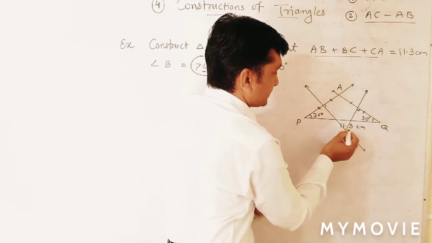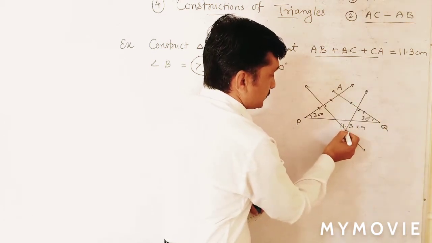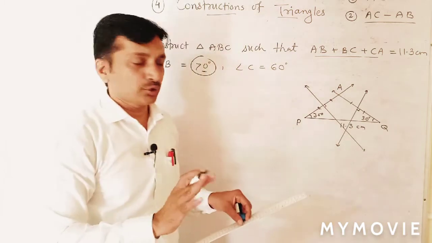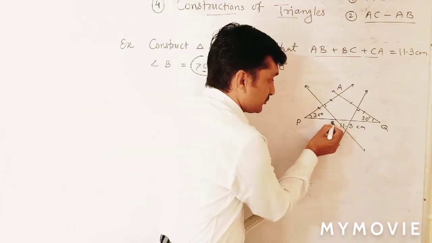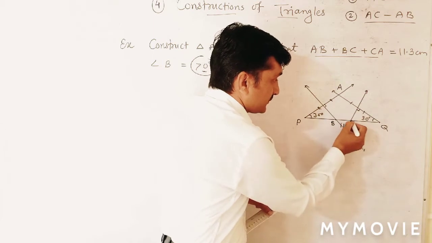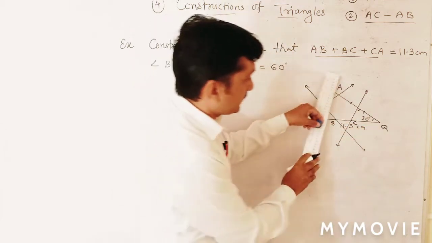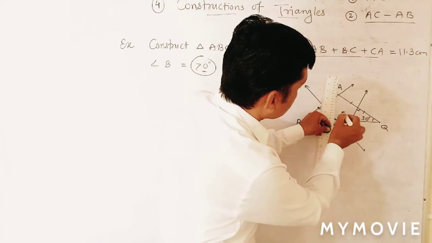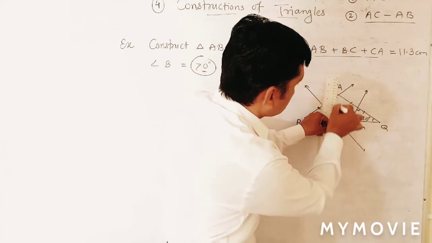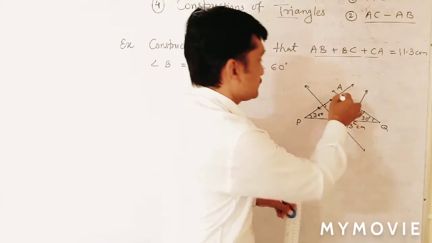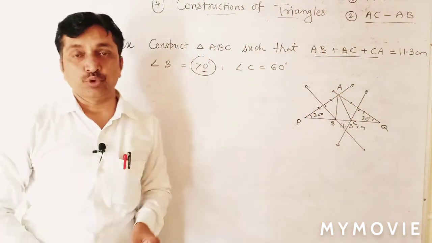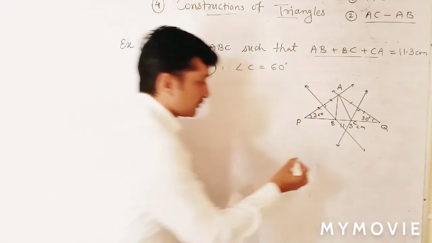Here, whether the two perpendicular bisectors intersect or not is not the problem. Where the bisector intersects the base, it is point B, and here point C. Then join AB and AC. This is the triangle ABC that we want. Okay, but this is a rough figure.